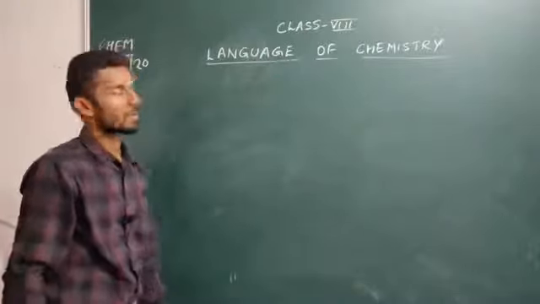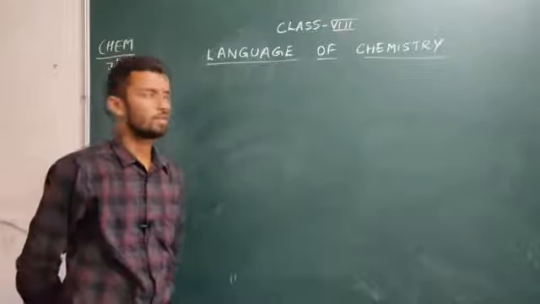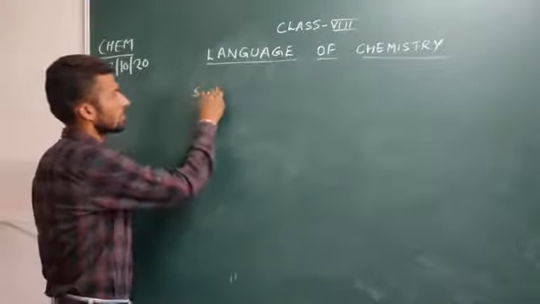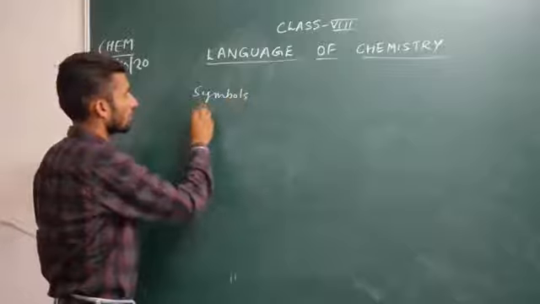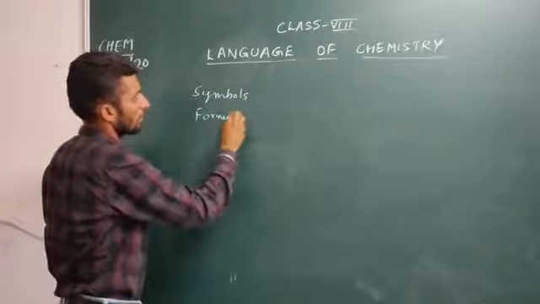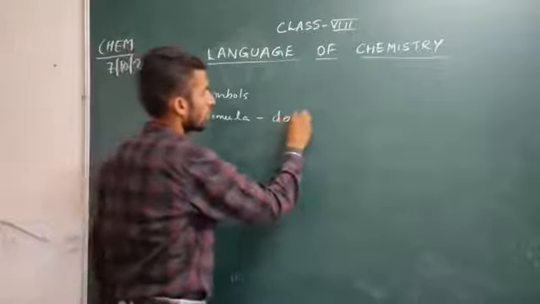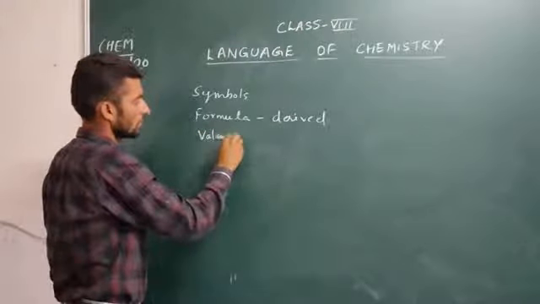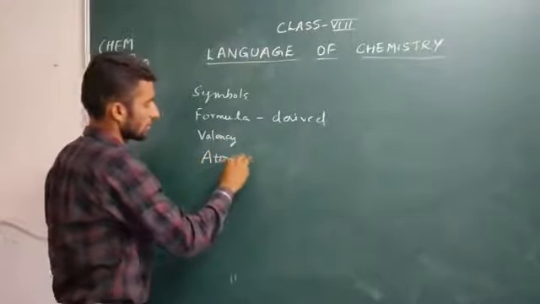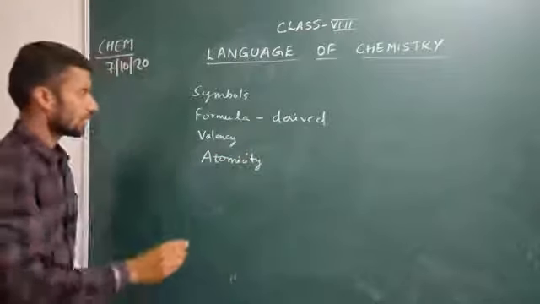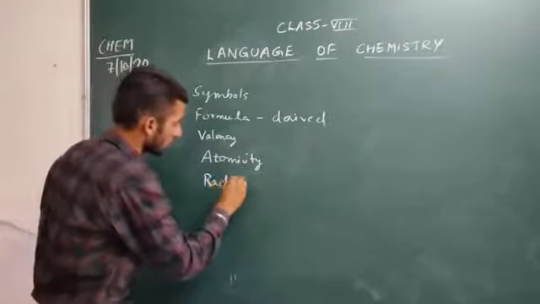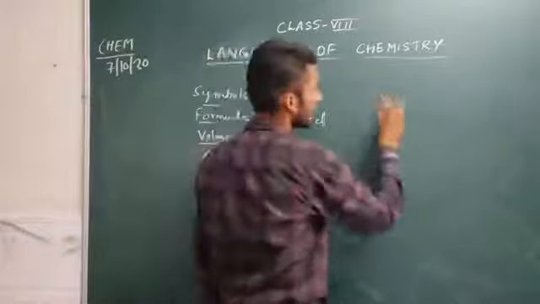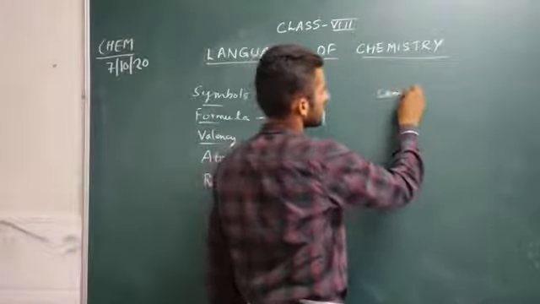So today we are going to start chapter number 5 of second term. The name of the chapter is Language of Chemistry. In this chapter we will study about symbols, chemical formulas, how the chemical formulas are formulated or derived, then what is valency, what is atomicity, then radicals, and along with the radicals, how do radicals combine to form the compounds.